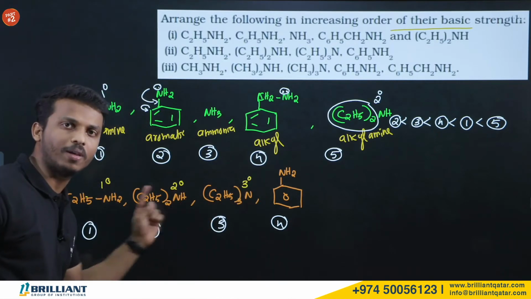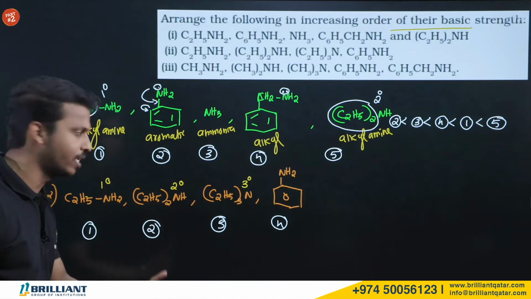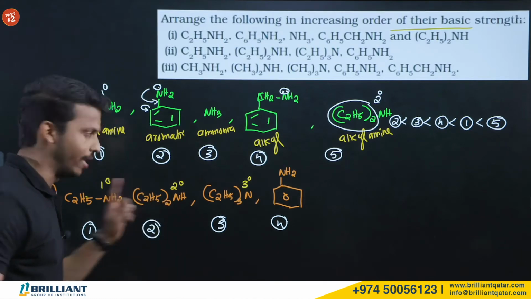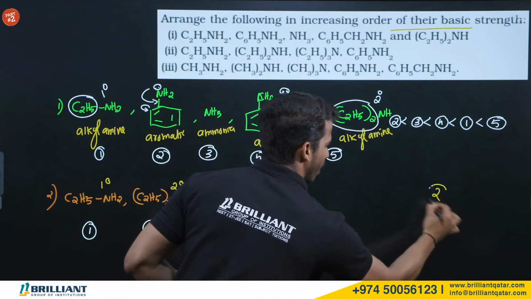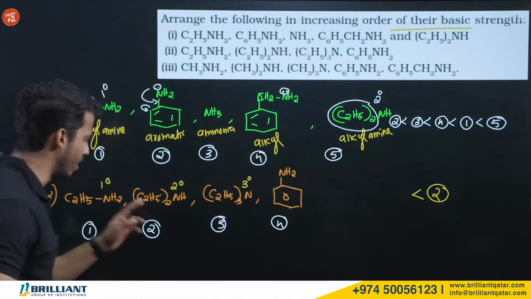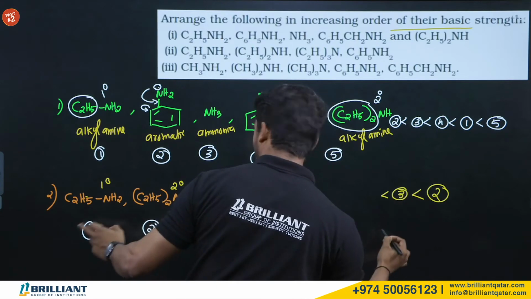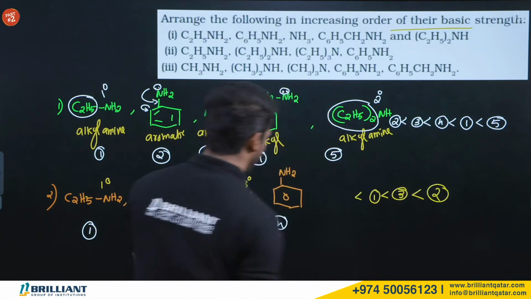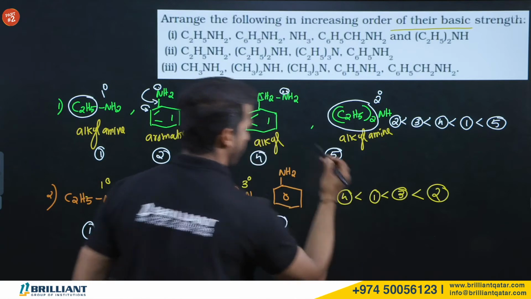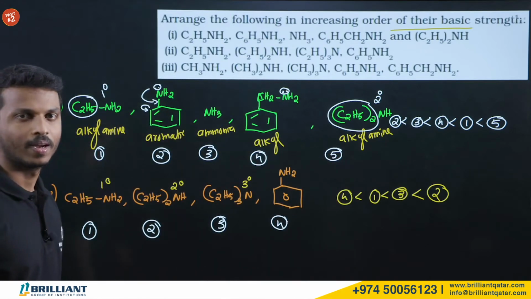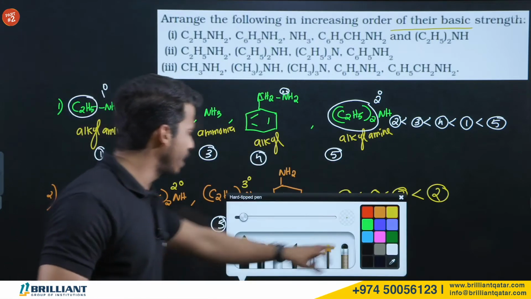If ethyl group is coming as a branch, we know the order is secondary greater than tertiary greater than primary. Therefore, the second compound has greater basic character. Then tertiary, the third one. Then primary, the first one. And the least one is aromatic amine, the fourth one. Clear everyone? Understood or not? Okay, I'm going for the last question.